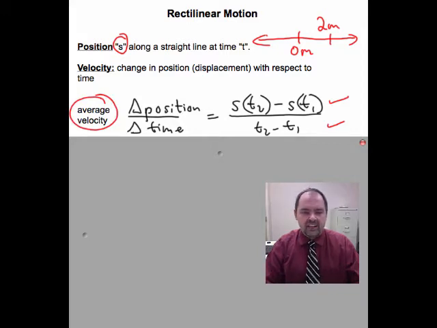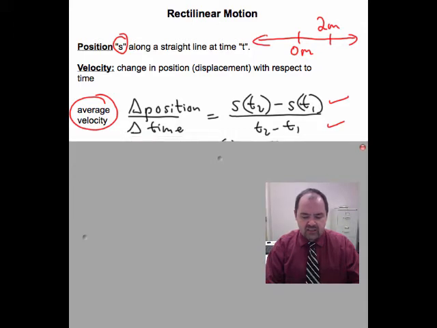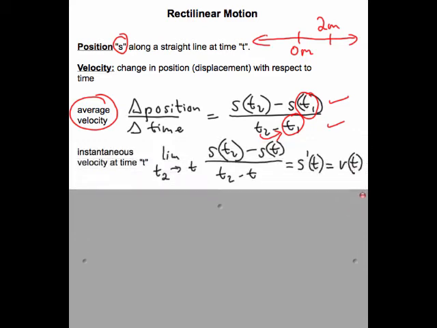Now, if we want to find instantaneous velocity, we need to take an average velocity over a small interval. For example, if I wanted to know my instantaneous velocity at time 1, I would have to take a secant slope where time 2 was close to time 1. And that's the idea of a limit. So we're going to let t2 approach our time of interest, which I'm just calling t here. The limit of my average velocity will give me my instantaneous velocity, which I've denoted v of t.